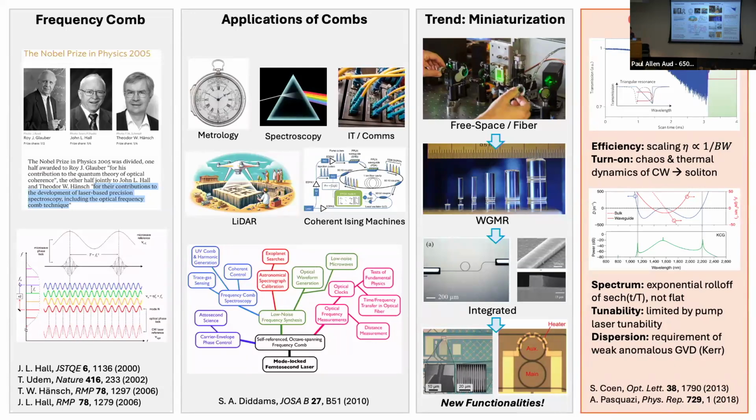The frequency comb is an important and versatile tool in optics. It actually won the Nobel Prize back in 2005. But there are many applications that go beyond just the precision spectroscopy that won this Nobel Prize. There are things in communications, LiDAR, and also some emerging fields like coherent Ising machines.